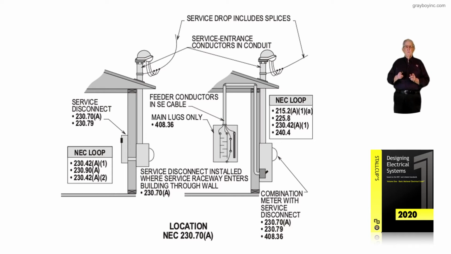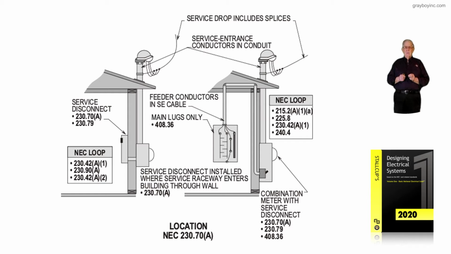Now let's review the illustration now to the right. Now notice the loop changes a little bit in the NEC. Why? Because if you review the very bottom of the illustration, we have a combination meter with a service disconnect there. That's a main protective device also in accordance with 230.70A, 230.79, but also 408.36 because it's a feeder routed from that disconnect and overcurrent device in the combination meter.